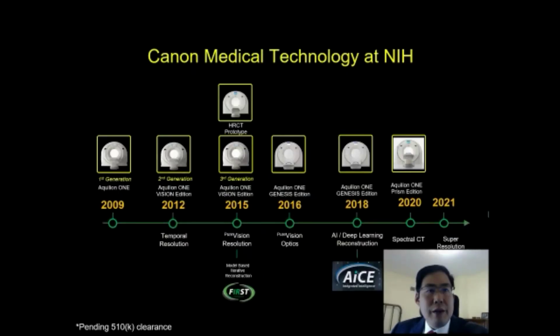The NIH and Canon Medical have been working together for the past 12 years. This relationship started in 2009 when we invested in wide area detectors with the original Aquilion 1. About every 3 years, we have upgraded our CT technology to the newest flagship scanner. And last year, we took installation of the Aquilion 1 Prism, which has spectral capabilities. Now in 2021, we've been working with Canon Medical to improve image reconstruction with now super resolution images.